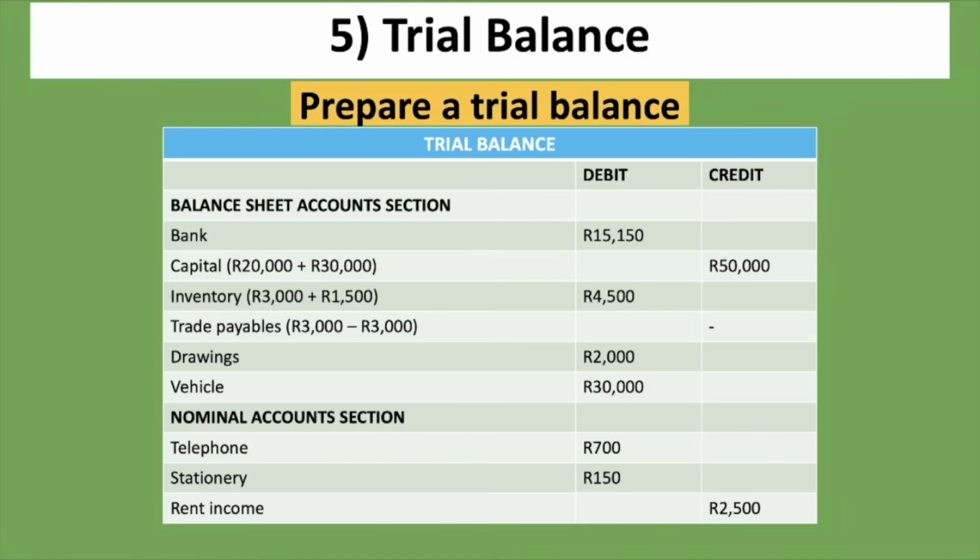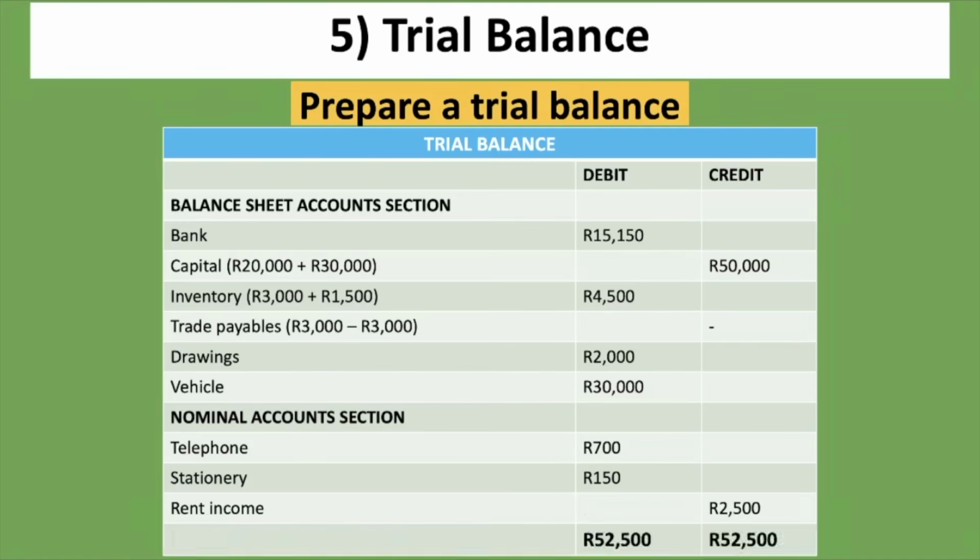Now that we've done all our transactions, if we did everything correctly, if the double entry system was applied correctly, then our debit should equal our credit. So let's add together our debit column and our credit column, and I can tell you that they do balance because we did our accounting equation in our very first lesson correctly, and we obviously did our journals correctly and our general ledger accounts correctly. So we have here 52,500 rand on the debit side and 52,500 rand on the credit side.